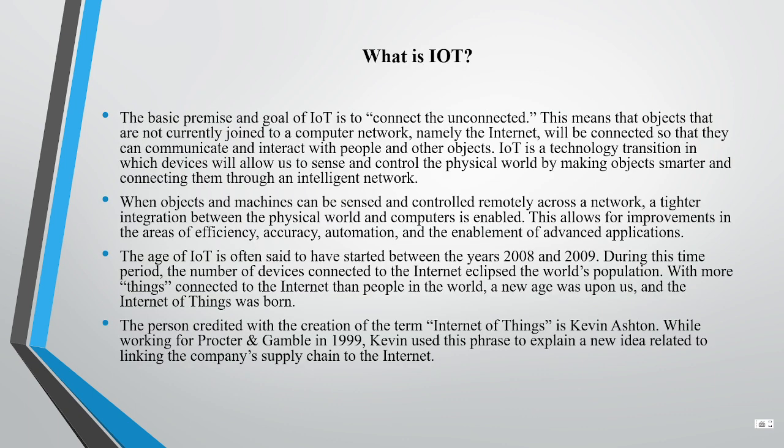So what is IoT? The basic and premier goal of IoT is to connect the unconnected. This means that objects that are currently not joined to a computer network, namely the internet, will be connected so that they can communicate and interact with people and other objects. IoT is a technology transition which will allow us to sense and control the physical world by making smarter objects and connecting them through an intelligent network.